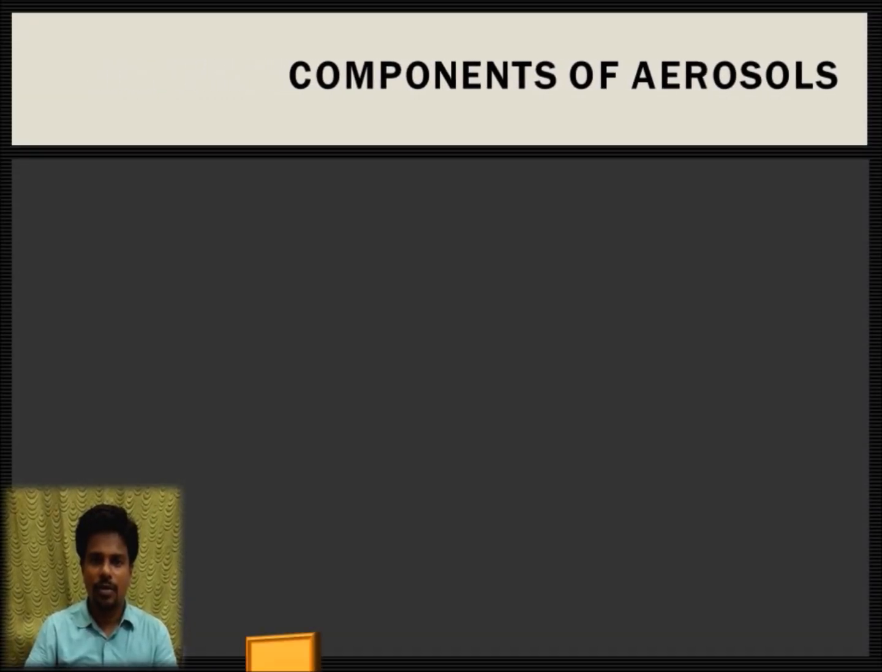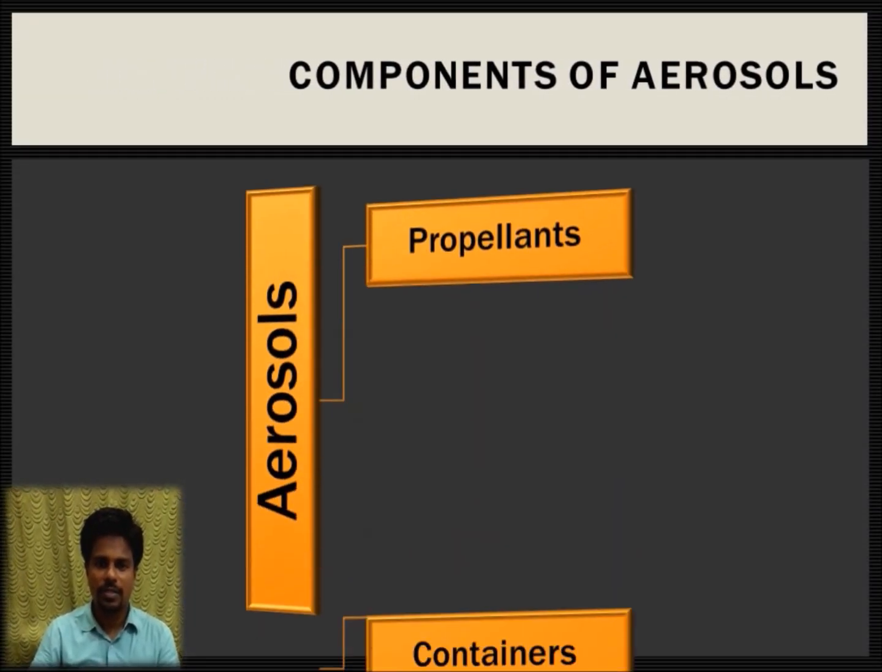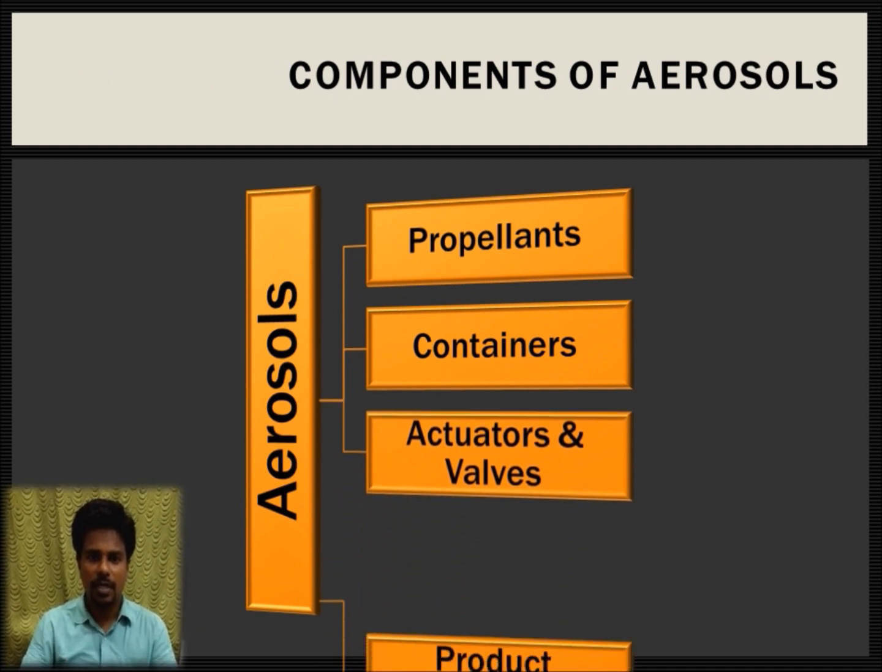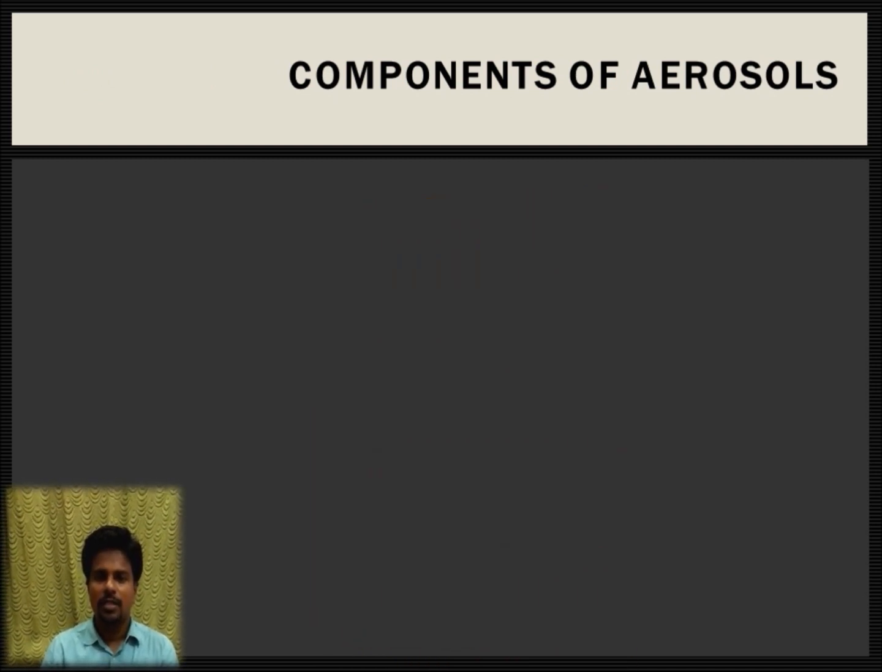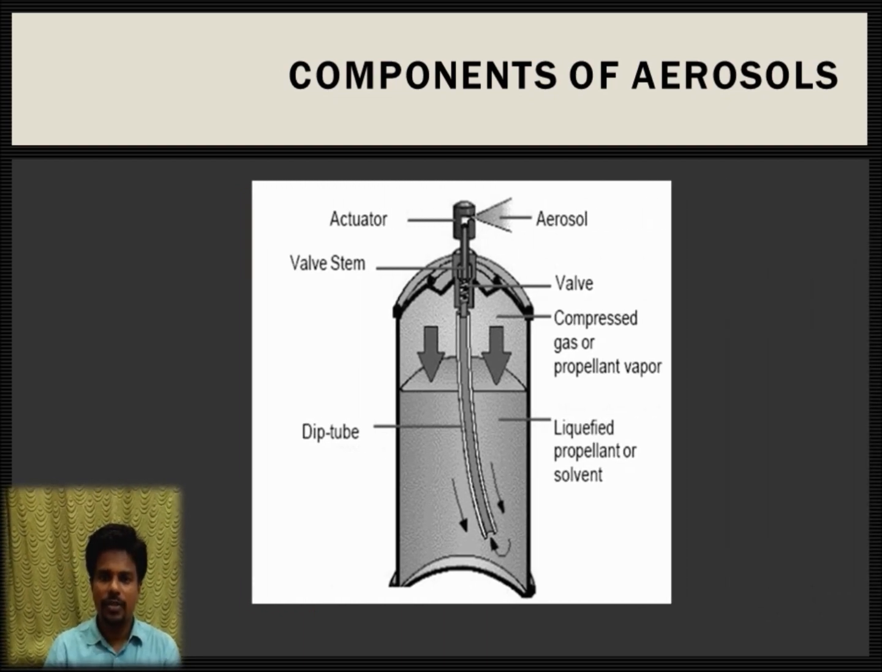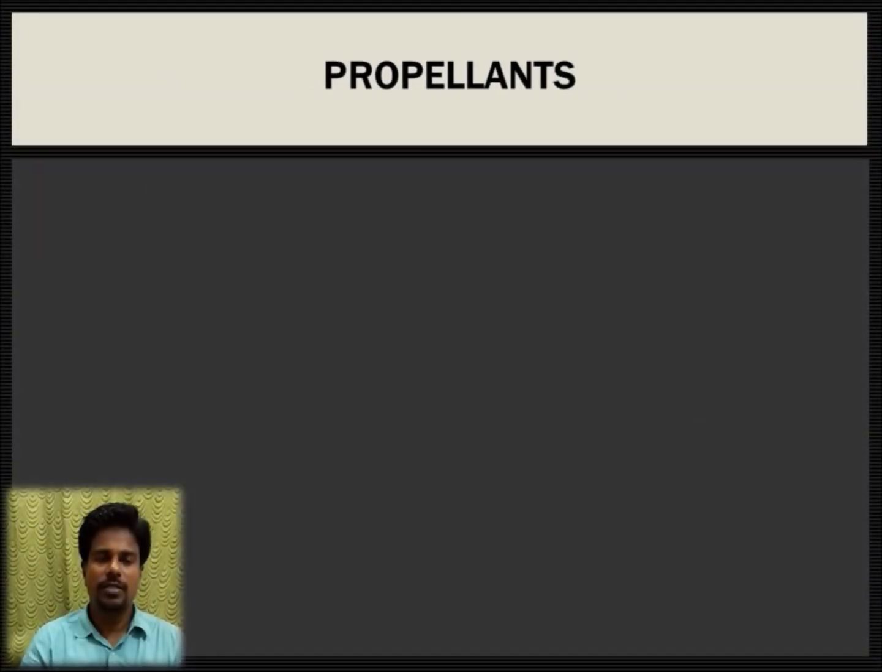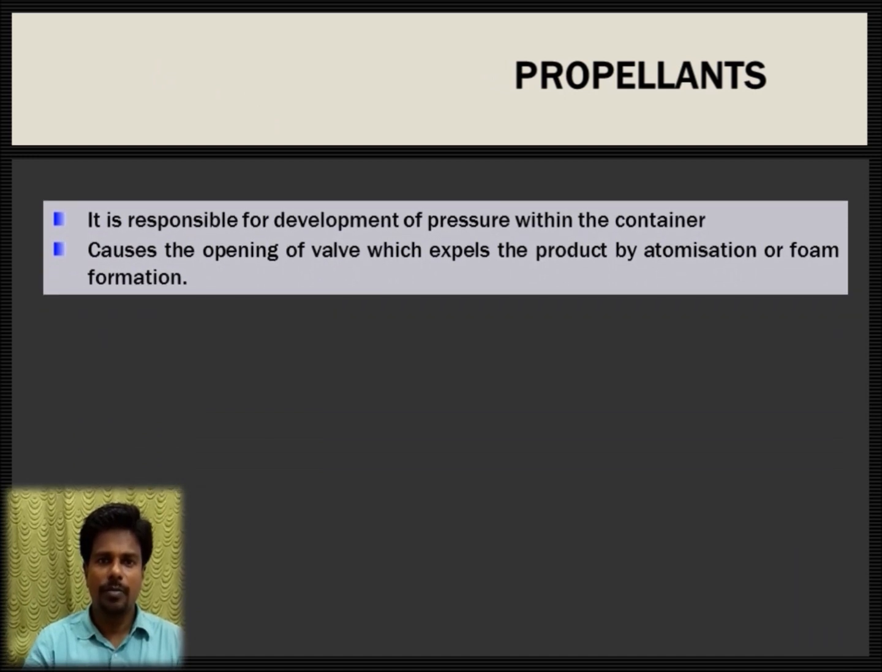Here we discuss the various components of the aerosol system. They are propellants, containers, actuators and valves, and product concentrates. This diagram shows the various parts of the aerosol system. Propellant is the most important component in the aerosol system. It is also called the heart of the aerosol.